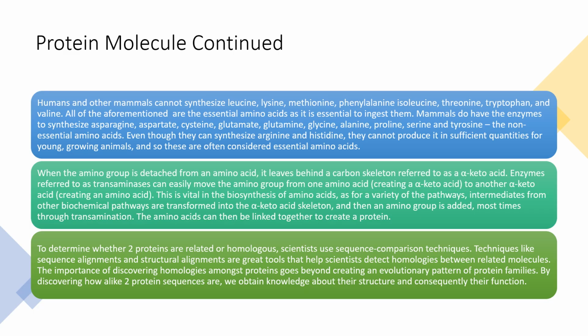To determine whether two proteins are related or homologous, scientists use sequence comparison techniques. Techniques like sequence alignments and structural alignments are great tools that help scientists detect homologies between related molecules. The importance of discovering homologies amongst proteins goes beyond creating an evolutionary pattern of protein families. By discovering how alike two protein sequences are, we often obtain knowledge about their structure and consequently their function.